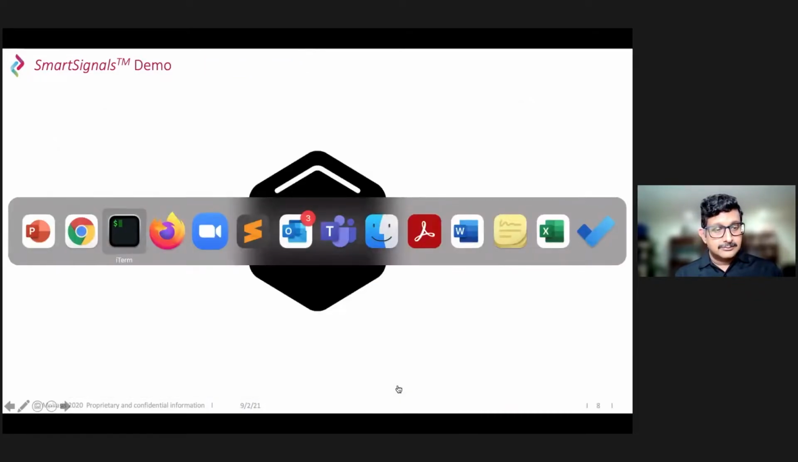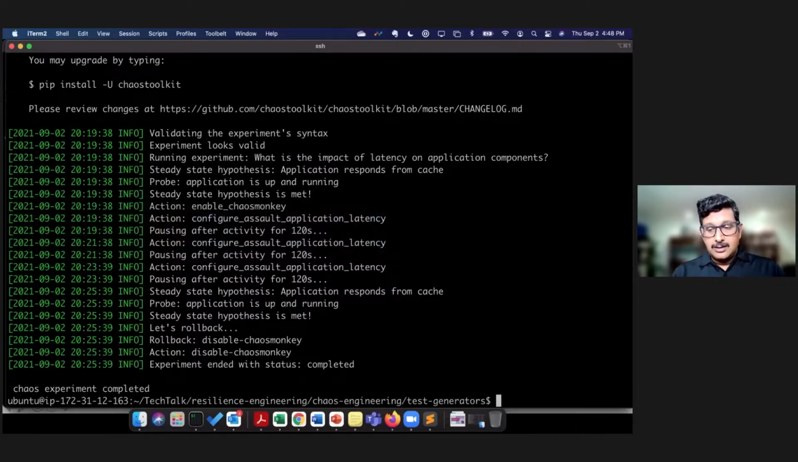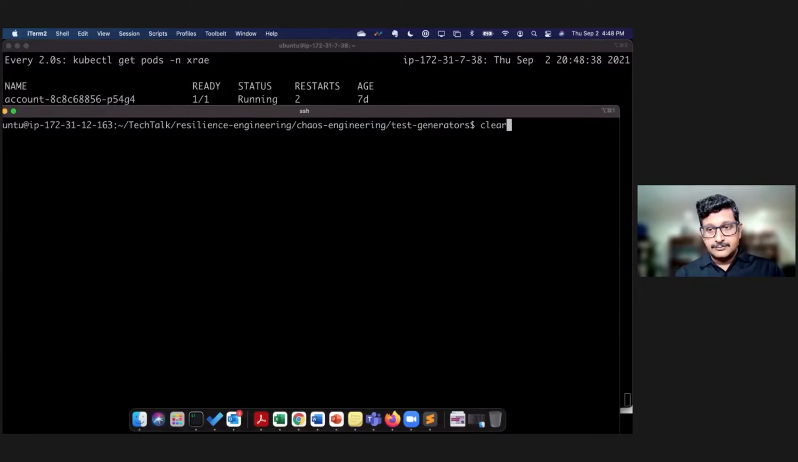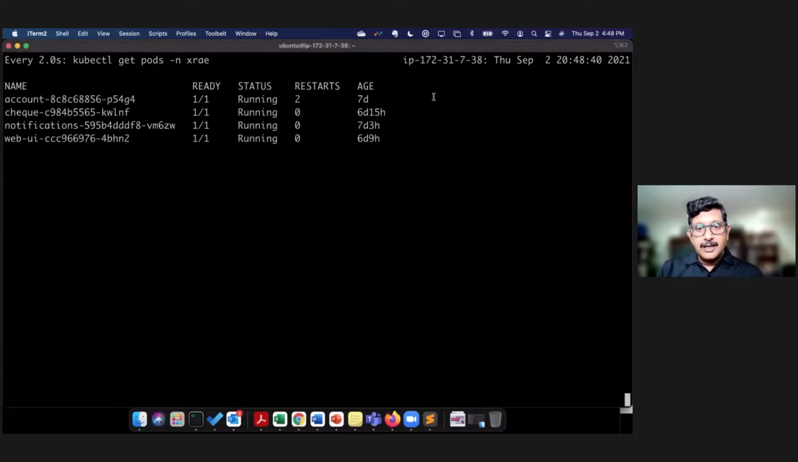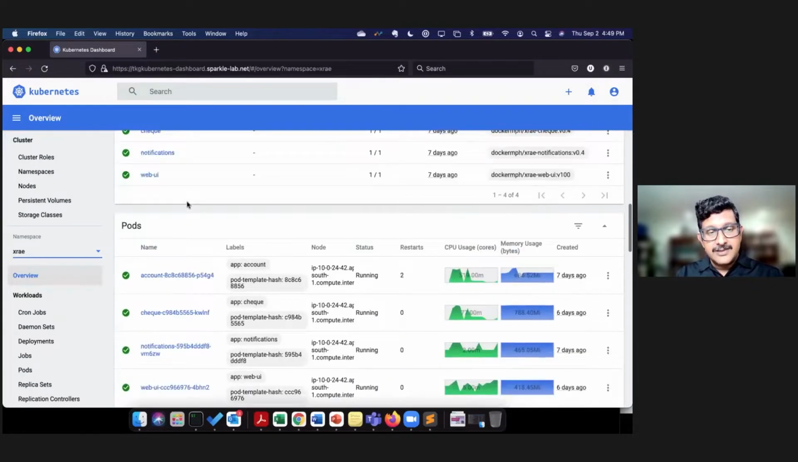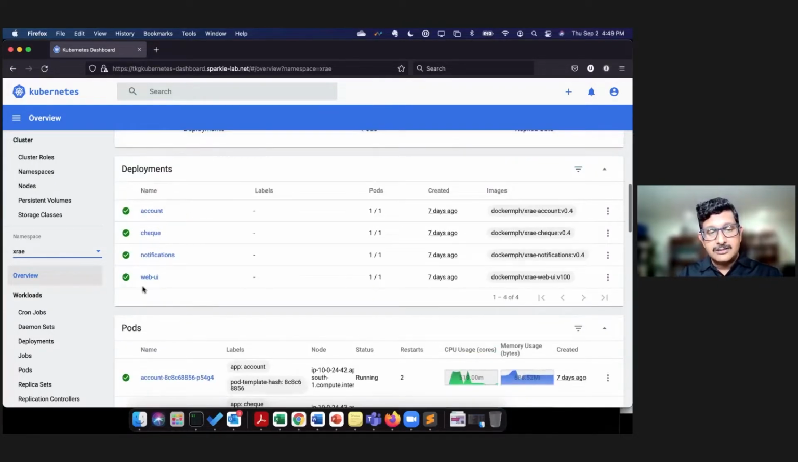So I'm going to kick off a script here, which is going to give you the load which we expect. And here is the set of pods which are running now. So we have an account service, a check service, a notification service which understands the signals coming in and takes action, and a web UI service. And here is the Kubernetes cluster, where you see these services, pods running with the account, check and the web UI.